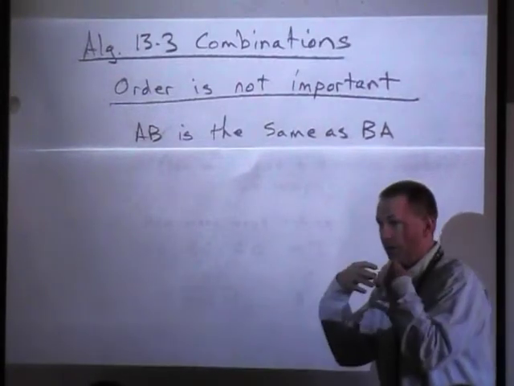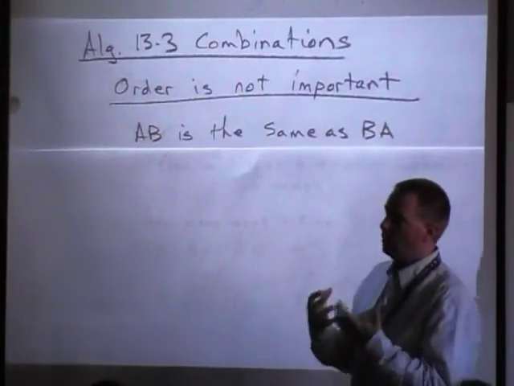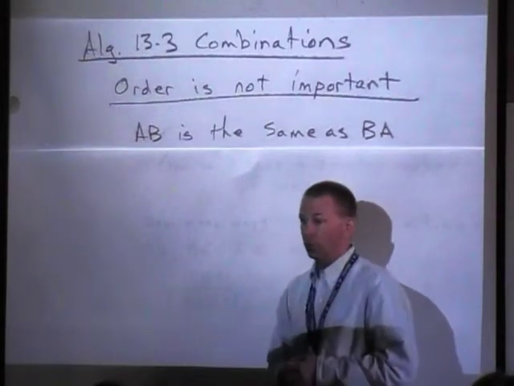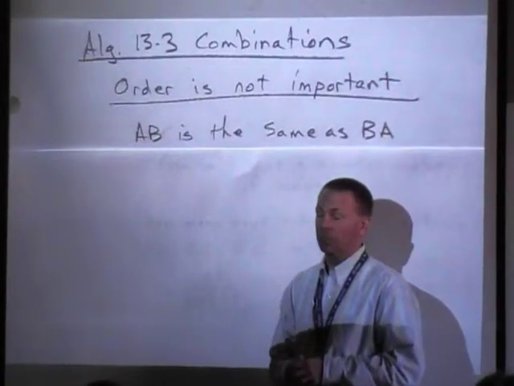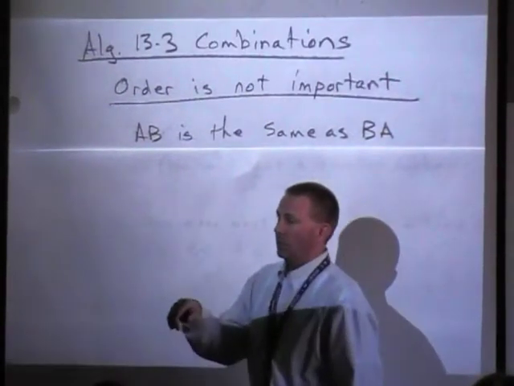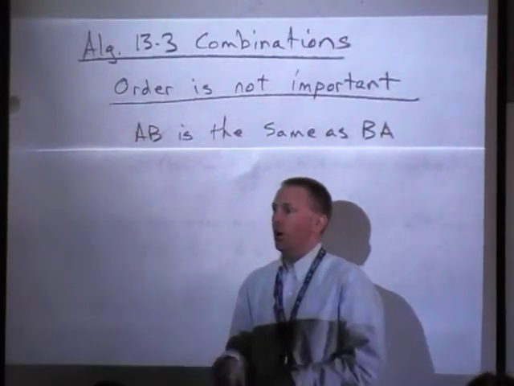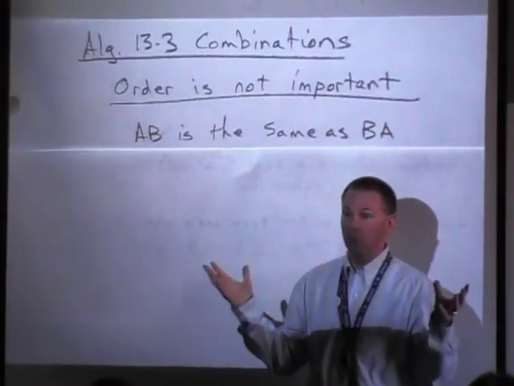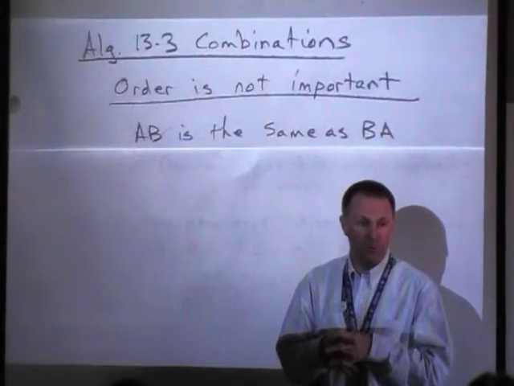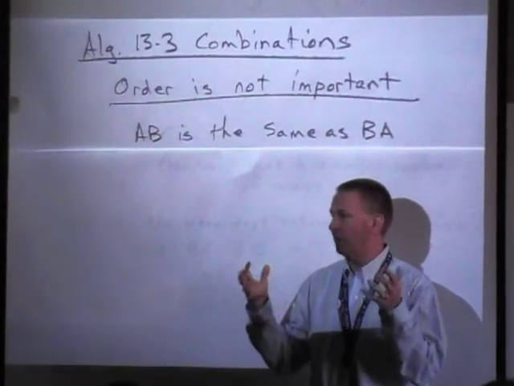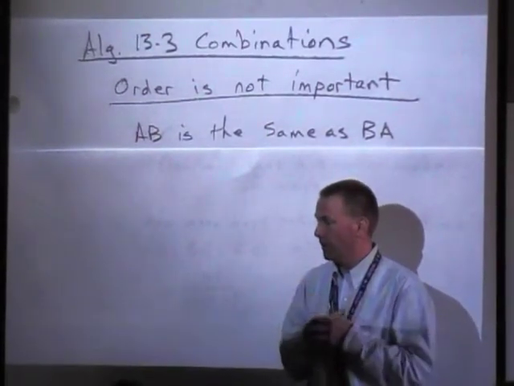Since we're talking about counting things, you need to make sure you understand whether you're doing a combination or a permutation. Now here's the thing. Permutations give us large numbers. Combinations give us small numbers, if you're taking them from the same amount of things.